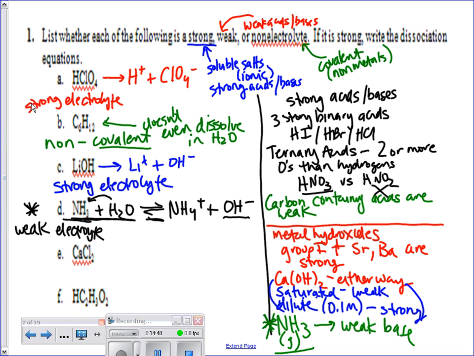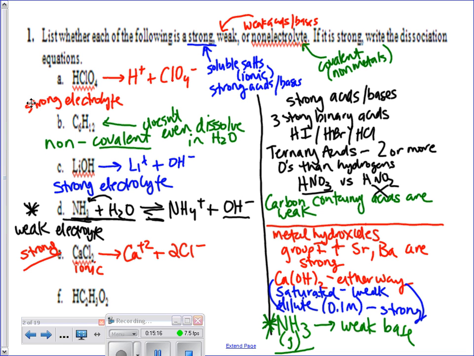Okay, moving on to CaCl2. What type of compound is this? An ionic compound. I will tell you tomorrow you're going to go over the rules. This is a soluble salt. Since it's a soluble salt, it will dissociate, making this what type of electrolyte? Strong electrolyte. So what will it dissociate into? What ions? Okay, we have 2 Cl minuses. Good.